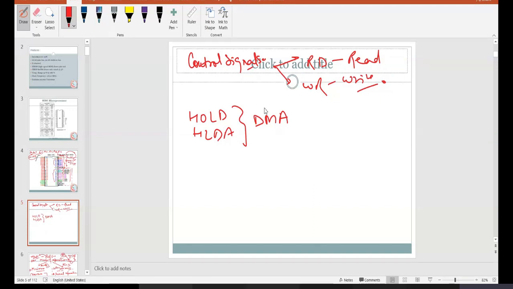Anyone knows anything about DMA? Anyone? Anything, just tell me anything about DMA if you know. DMA stands for direct memory access. But can anyone tell me exactly what DMA deals with? Anyone, please?